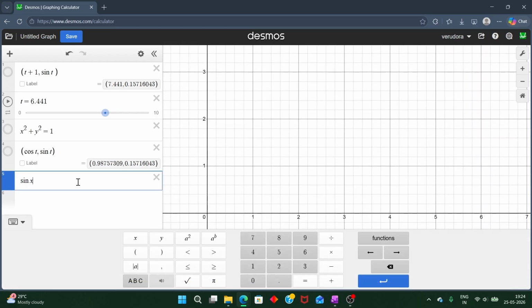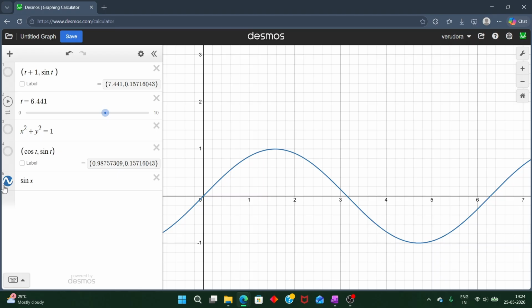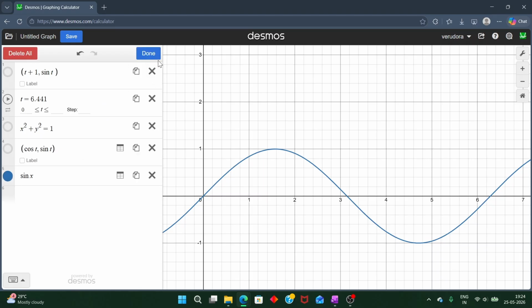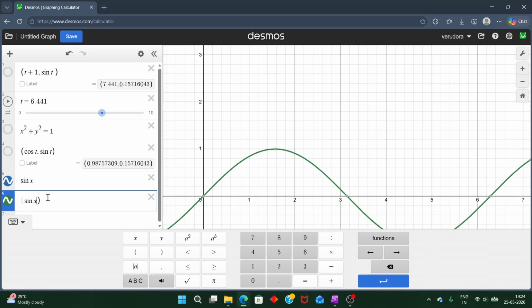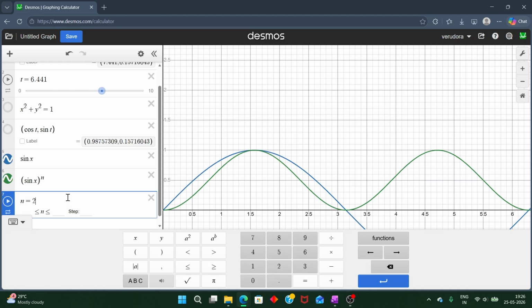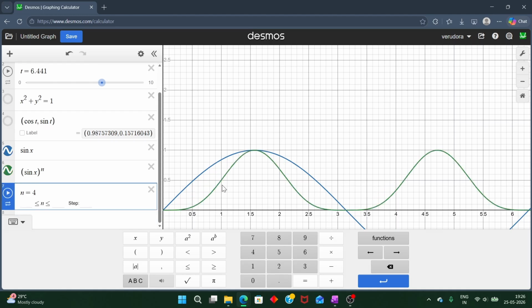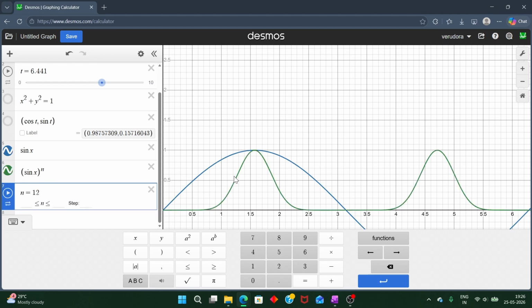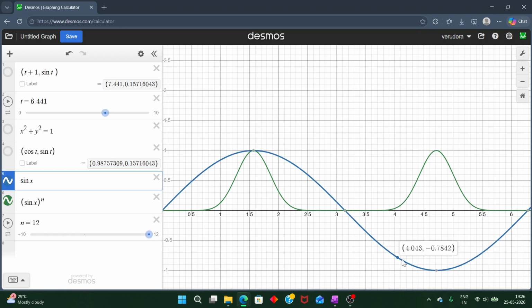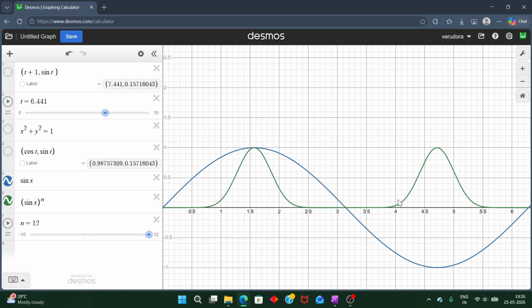So let's just use the example. I'll make this dotted lines. Okay, let's keep this solid. And sine x whole power n, let's say 4. See, it becomes just a little bit narrower. 6 more narrower, 8 more narrower, 10 more narrower, and at 12 you get the previous graph. But just remember, it's always positive even at the other half. Even if your sine is negative, your sine square or sine power 4 will be positive.